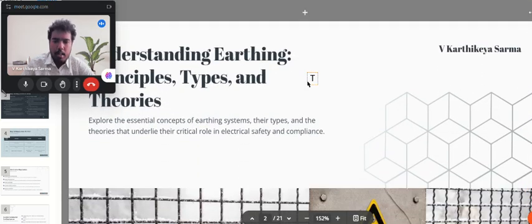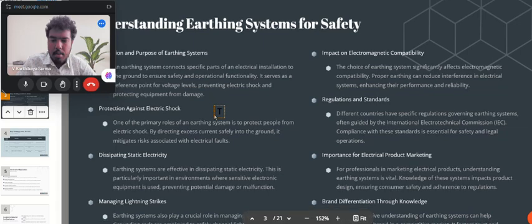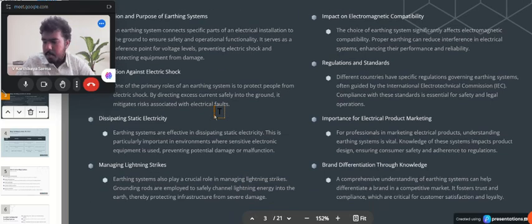Now let us understand what earthing is first. Earthing is nothing but connecting an electrical installation to the ground to ensure safety and operational functionality. It serves as a reference point for voltage levels, preventing electric shock and protecting equipment from damage. One of the primary roles of an earthing system is to protect people from electric shock by directing excess current safely into the ground.